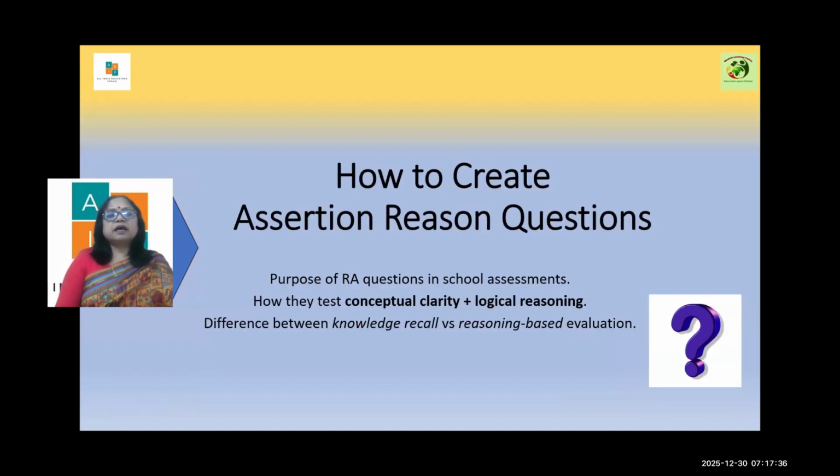We are going to understand how to create assertion reason questions. What is the purpose behind framing these reason assertion questions? How do they test conceptual clarity and logical reasoning? We'll also try and understand the difference between knowledge recall and reasoning based evaluation. We'll also have a lab activity where we are going to learn how to frame questions.